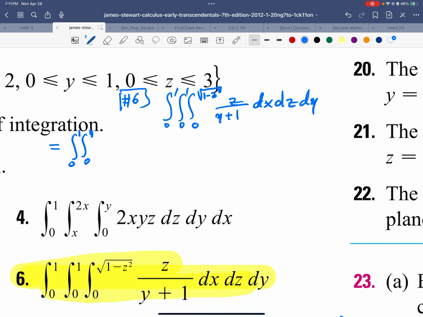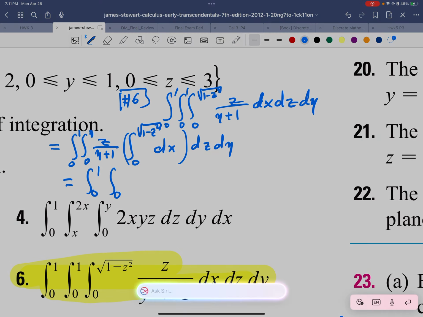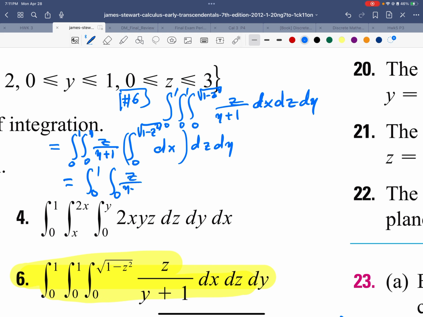And we will have z over y plus 1, and you have 0 to square root of 1 minus z squared, dx in parentheses, and you have dz dy. Good. And here it's just 0 to 1, 0 to 1, and you have z over y plus 1, and here you will have a square root of 1 minus z squared, and then you have dz dy.